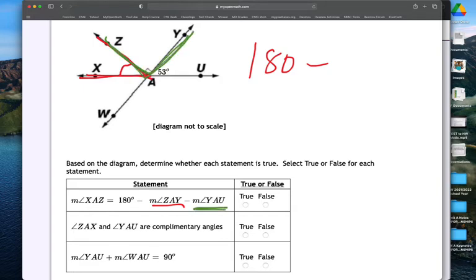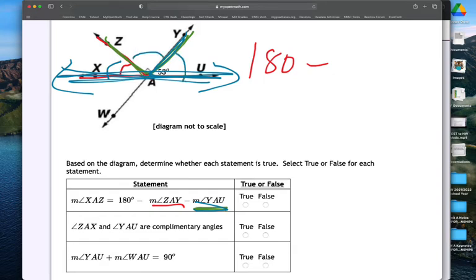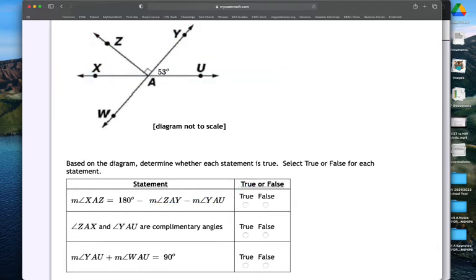And minus angle YAU, which happens to be this angle right here. Well, if we look at all three angles here, we've got all three of those angles on that line right there. So that means this angle plus this angle plus this angle have to add up to 180 degrees. So clearly, if you took 180 and subtracted this one and this one, that would leave you with that angle right there. So this one would have to be true.